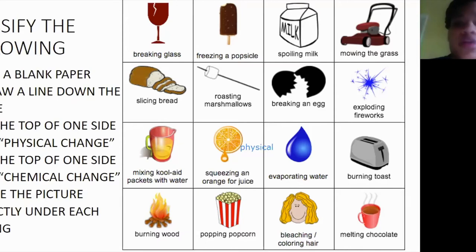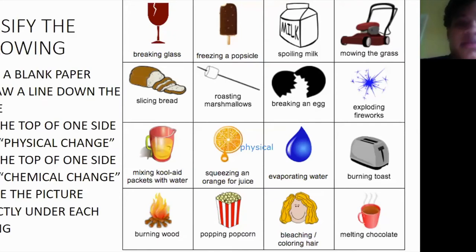All right, burning toast. So we put our bread in the oven. We have 3 more minutes. We put our bread in the oven and it completely burns. It's going to be a chemical change, Mr. Roy. Very good. Burning wood. Would that be chemical or physical? Good. Edwinique, I think I said it correctly. Burning wood would be a chemical change.